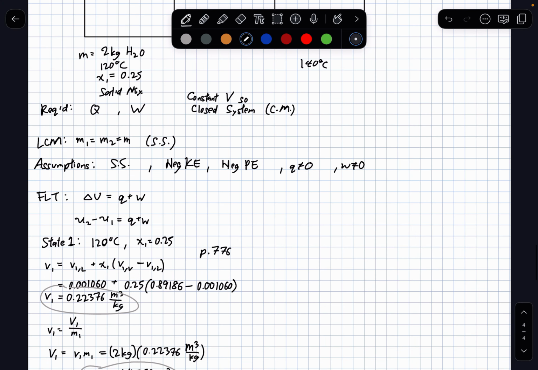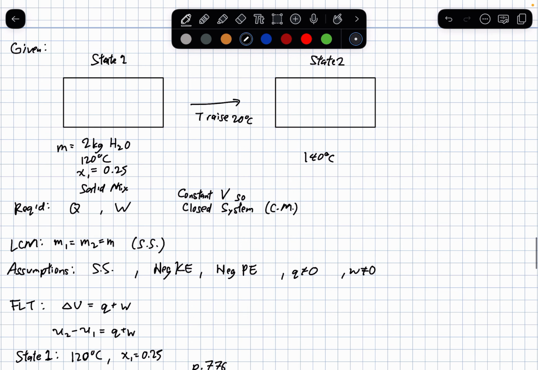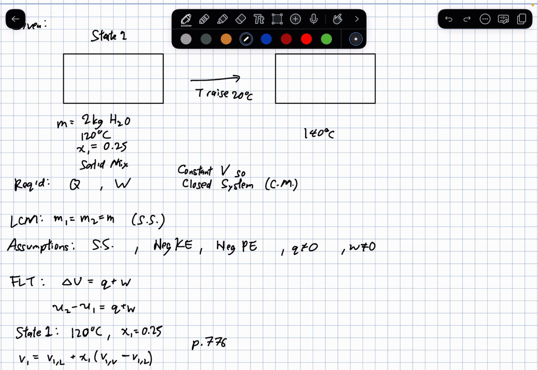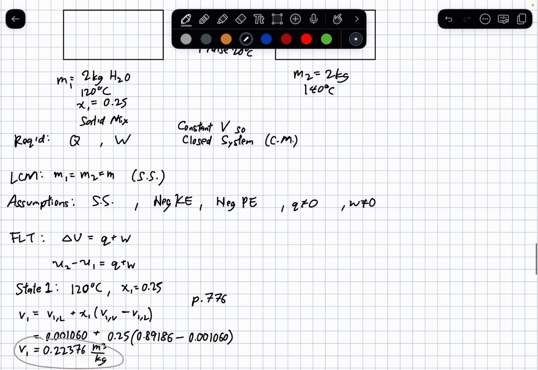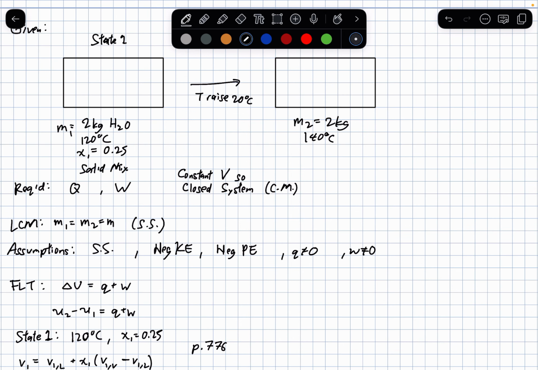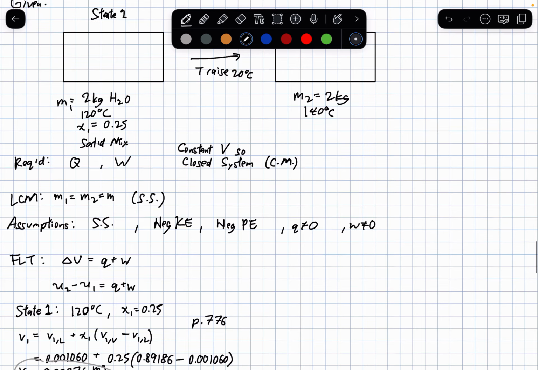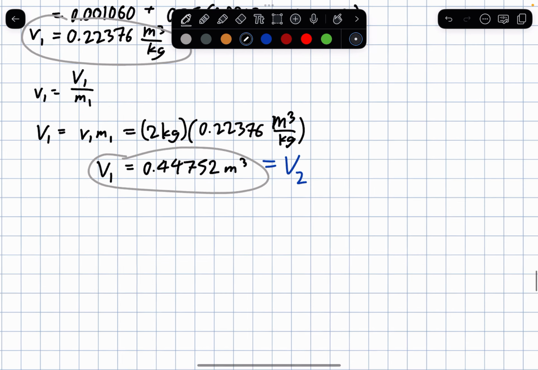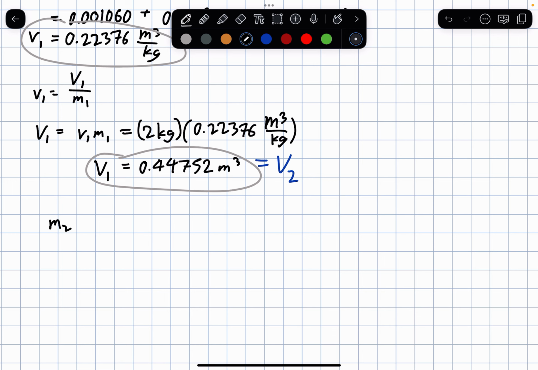So we do know that by the law of conservation of mass, M2 is also equal to 2 kilograms. What can we do with that information? Also, this is a closed system, constant volume. So volume 1 technically is equal to volume 2 as well, right? Okay, so we have something. M2 is 2 kilograms, no? By virtue of the law of conservation of mass.